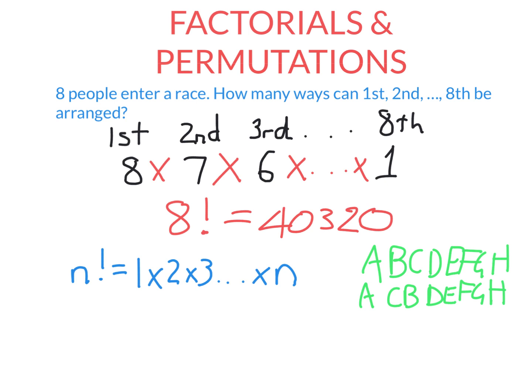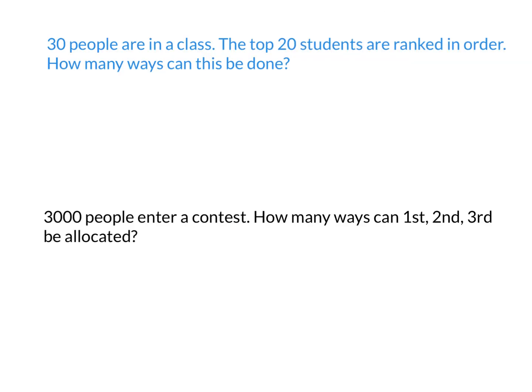All right, let's look at some more examples. There are 30 people in a class. Top 20 students ranked in order. How many ways can this be done? I'm going to use similar logic to what we used in the previous slide. For the first student, there are 30 choices. After I pick the first student, there are 29 choices for the second, 28 for the third, and so on. I'm going to go all the way down to 11, because 11 to 30 inclusive is 20 integers.